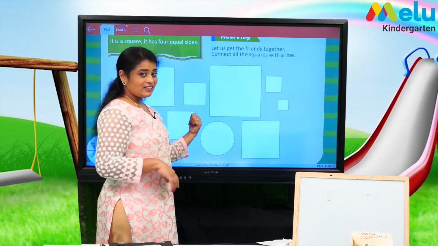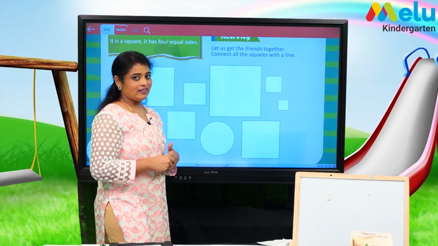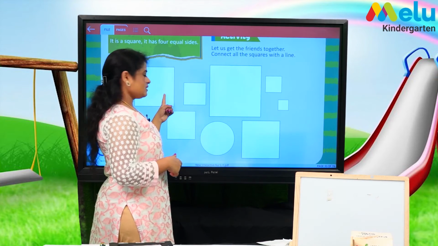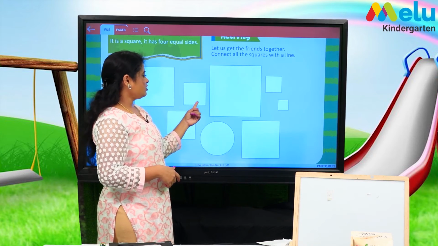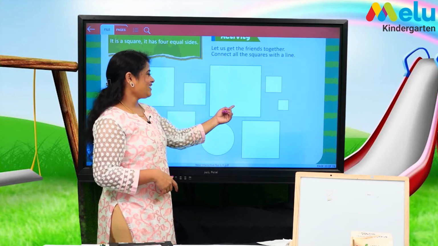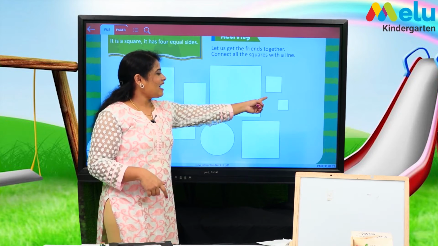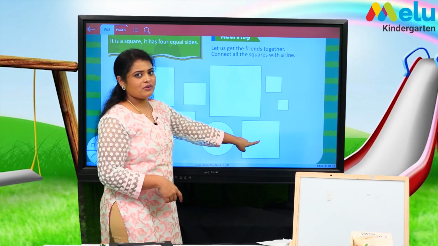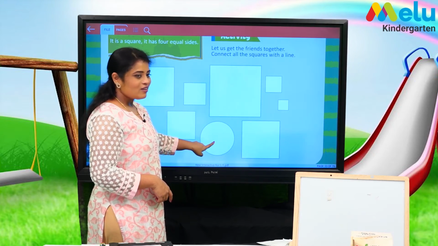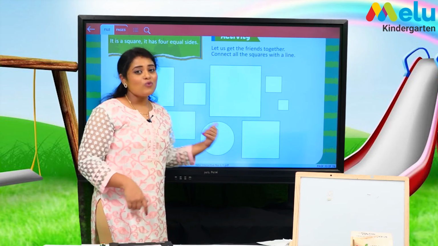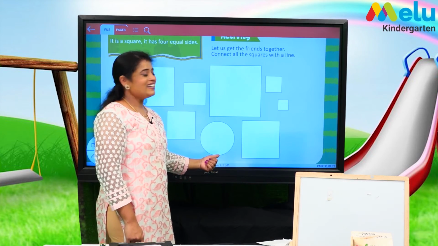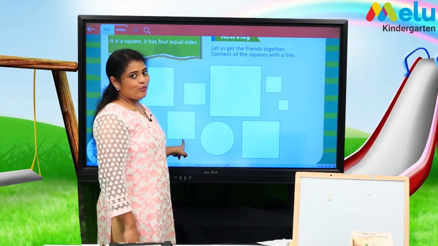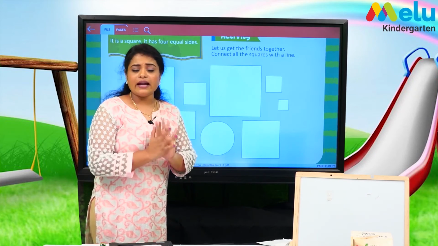Children, we have an activity here. Let's see what is there. We have a few shapes here and let's identify what shapes they are. This is a square, this is a square, this is a square, this is also a square, this is also a square. And what is this? This is a circle. Well done children. Good memory. And this is a square. So we have a few squares and a circle.